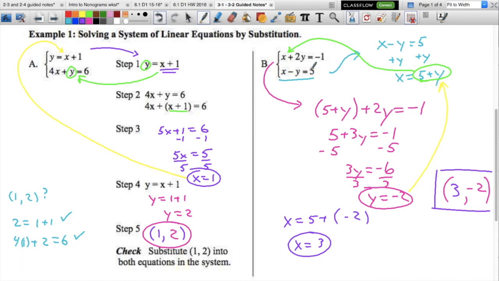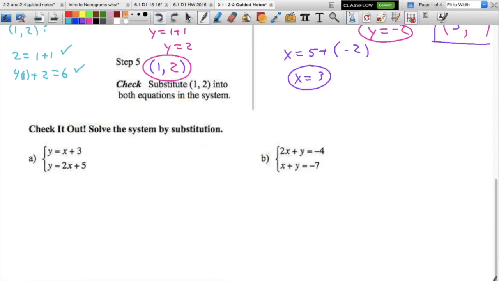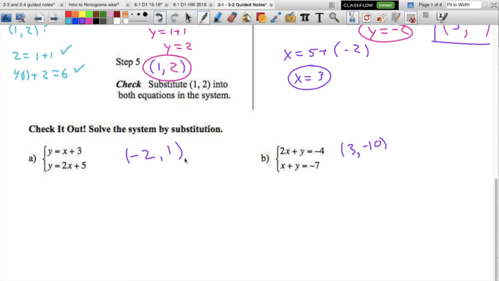What questions do you have on that? Okay, there are 2 problems down below. They say try this. I want you to go ahead and do exactly that. Check it out. So look, -2,1 was the answer to the first one. 3, -10 is the answer to the second. Hopefully you got those. You can see me if you didn't, and we can go over those problems.